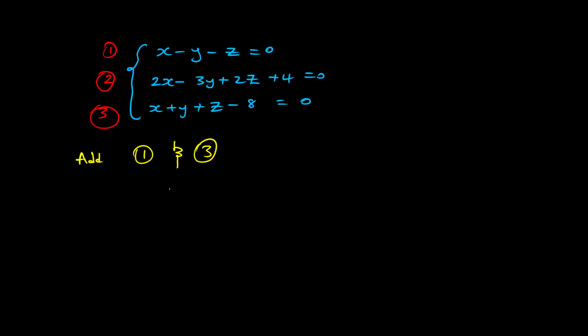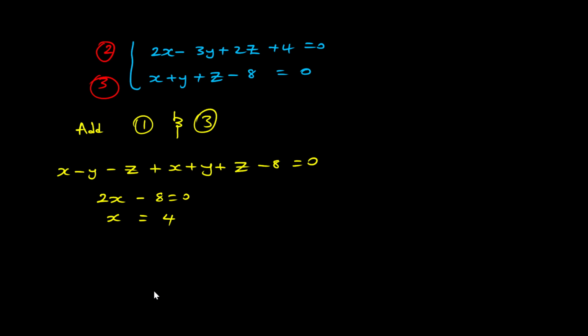All right, so in adding 1 and 3, we would be left with x − y − z + x + y + z − 8 = 0. And as you can see, we have a negative y and negative z, so those would cancel. So 2x − 8 = 0. So that would mean x is equal to 4. Now that is one of our solutions.